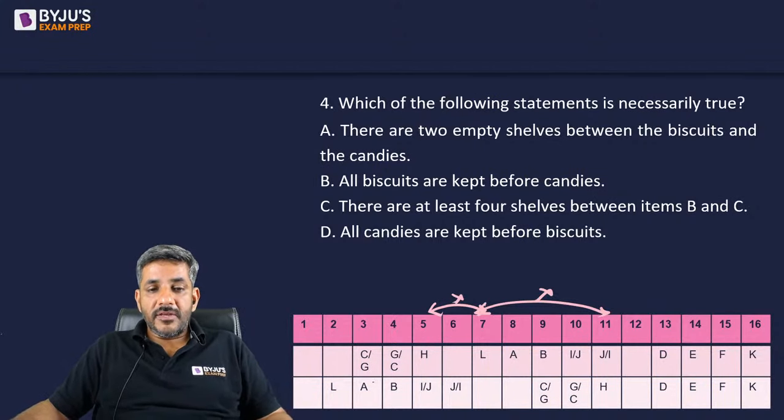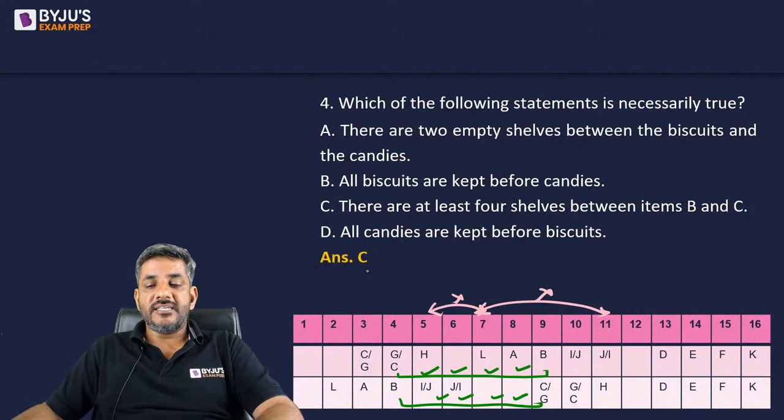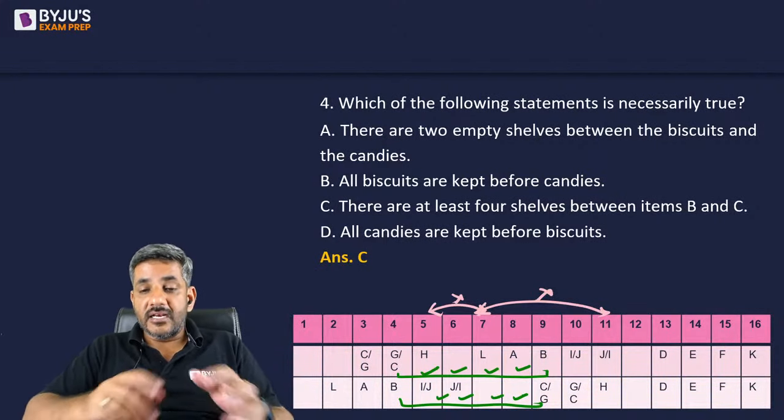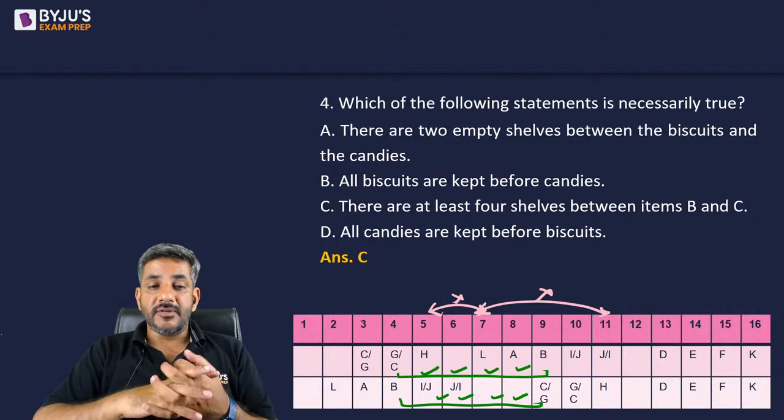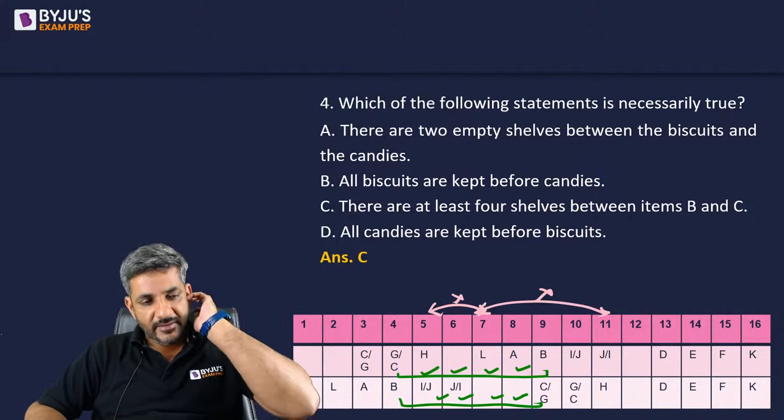Let's check. Between B and C, अगर यहां देखता हूं मैं तो कम से कम 1, 2, 3, 4 एम्प्टी शेल्फ्स आते हैं, और यहां देखा हूं तो कम से कम 1, 2, 3, 4 यहां भी आ रहे हैं। So yes, option C is the correct answer. There are at least 4 empty shelves between them, so the correct answer is option C.